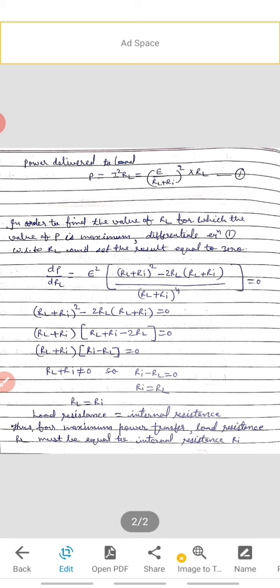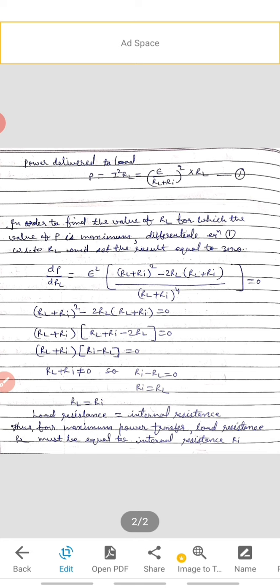And if we solve the equation, then finally we get (RL plus Ri) into (Ri minus RL) equals 0. And since RL plus Ri cannot be equal to 0, we get Ri minus RL equals 0, and finally we get RL equals Ri. That means load resistance is equal to internal resistance.